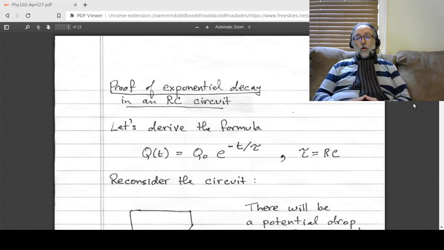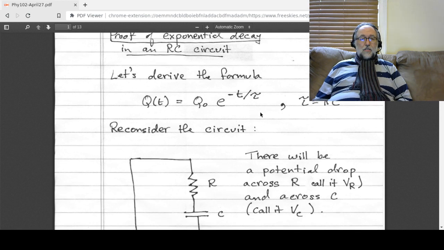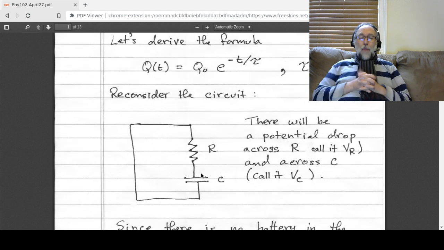Okay, so what we're looking at right now is the notes for the lecture for April 27th, and I don't want to go over that all because I went over it already. But let me just show you a couple of the important formulas here. One of the first circuits we looked at was the RC circuit, and this is a resistor and a capacitor in series. There is no battery, okay?